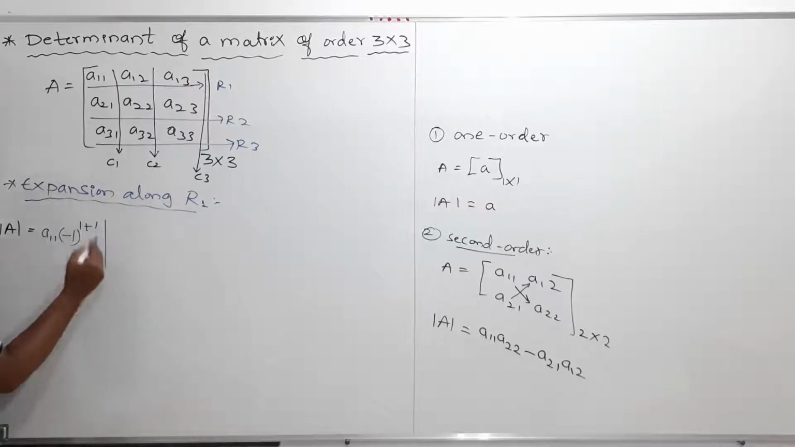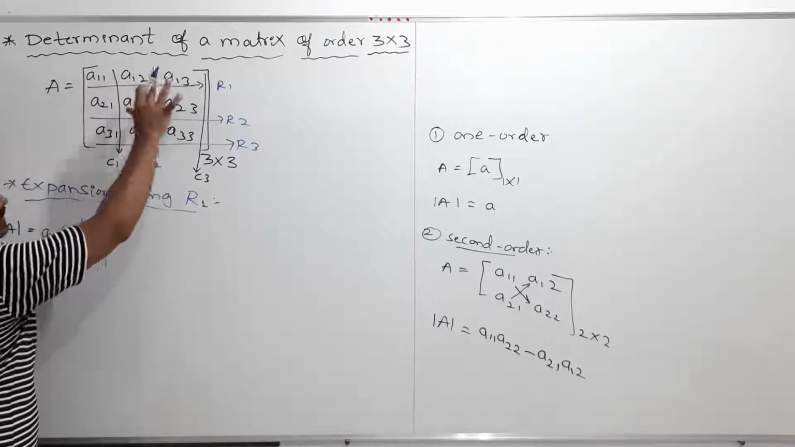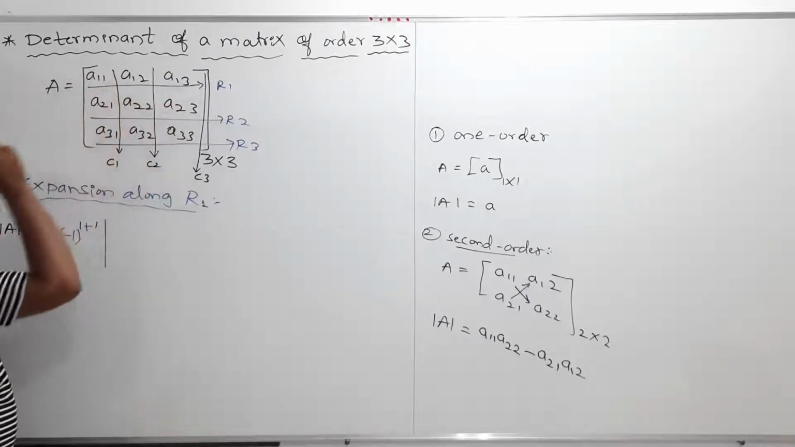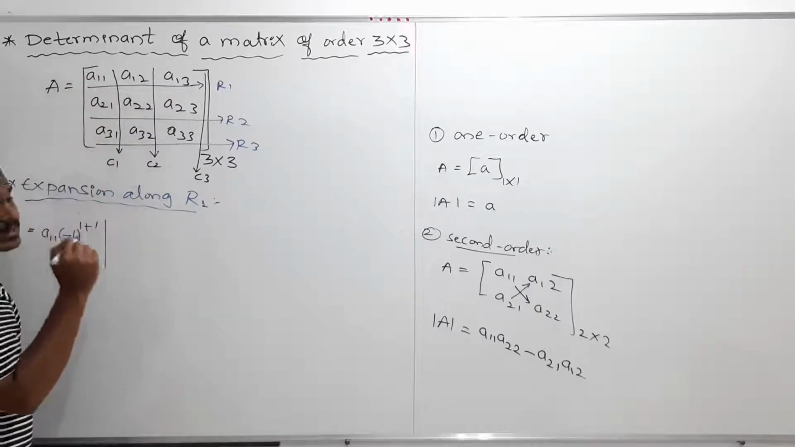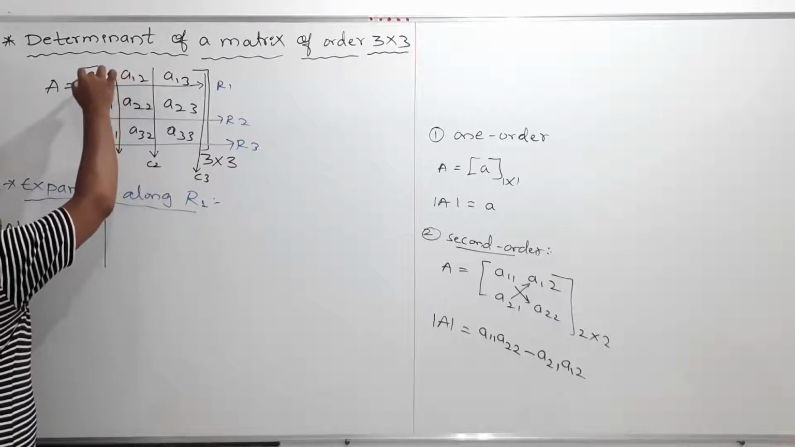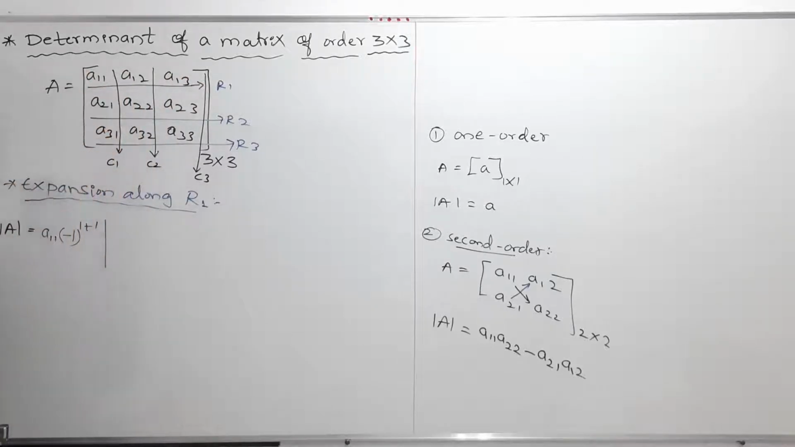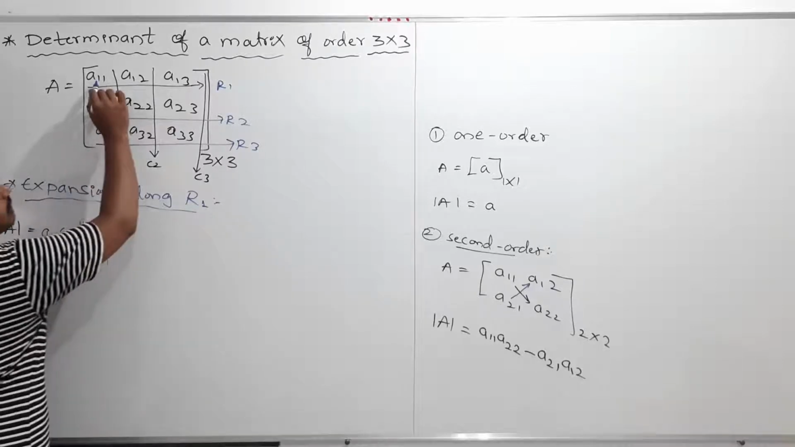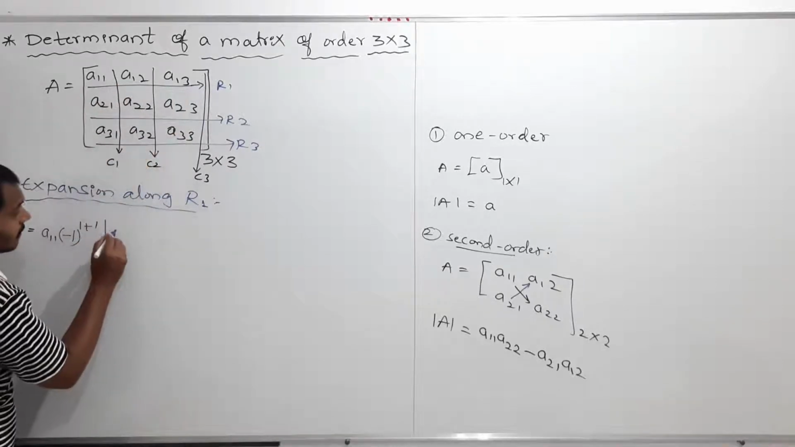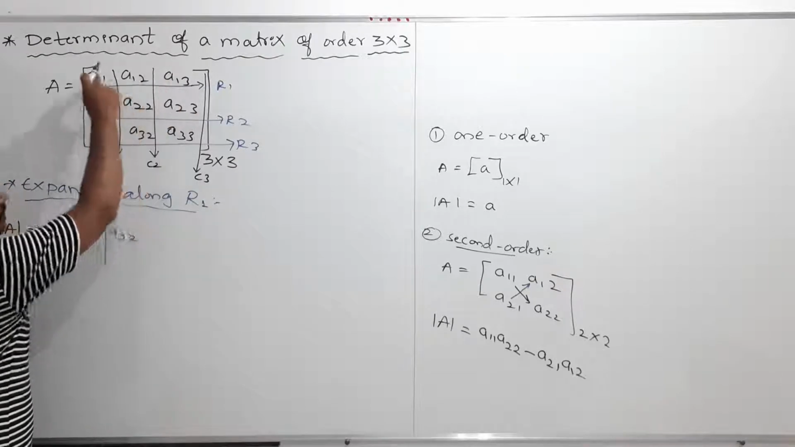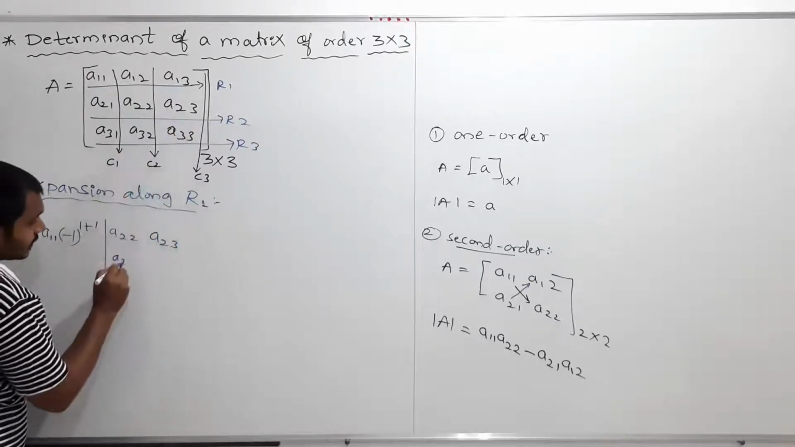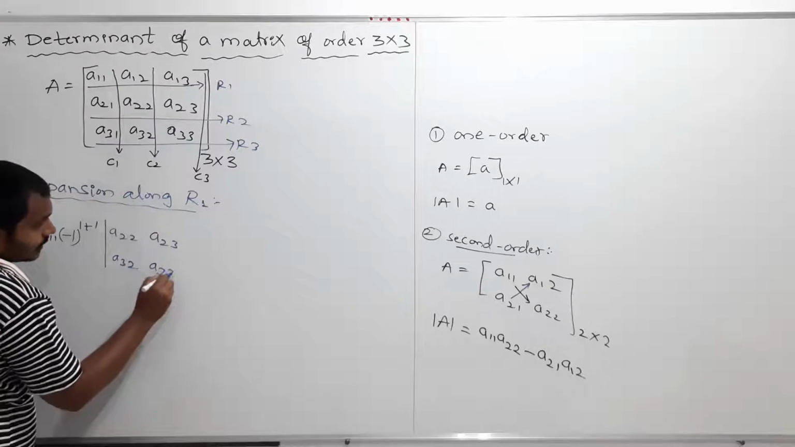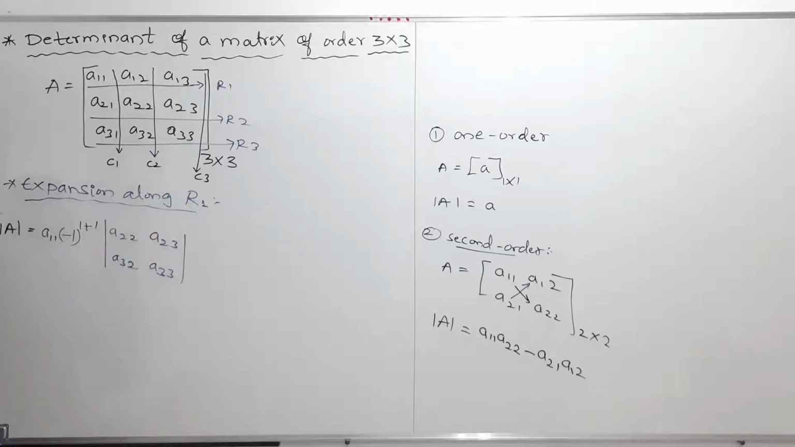How is that? I am writing this one here: A11 element in the given matrix, where A11 lies, here it is, here A11 is lying. So you should leave the row and the column where the A11 element lies. Clear? So leaving the first row and first column, what are the elements remaining here? First row, first column I am leaving. So A22, A23, next is A32, A33. Clear?